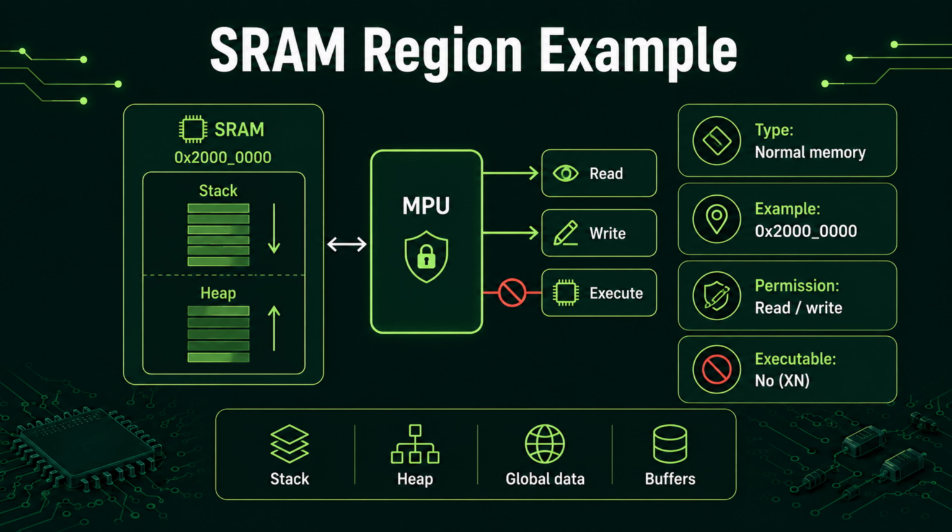In an RTOS-based design, individual MPU regions can protect each task's stack and private data. A task may receive read-write access to its own stack, but no access to the stack of another task. Additional guard regions can be placed around stacks. If a stack overflows into a guard region, the MPU immediately generates a fault instead of silently corrupting nearby memory.